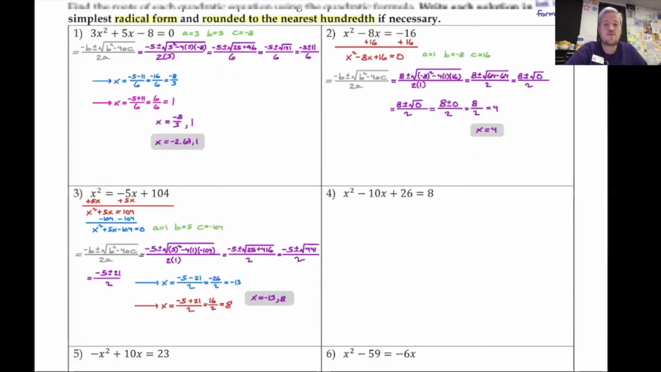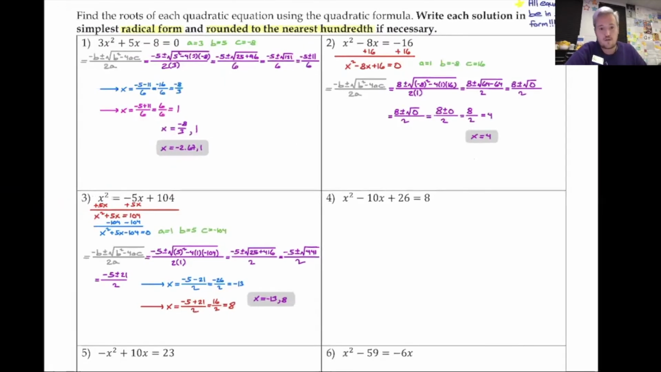All right. So I will say these problems can be pretty time consuming. I personally don't think they're terribly hard. It's just a lot of moving parts.